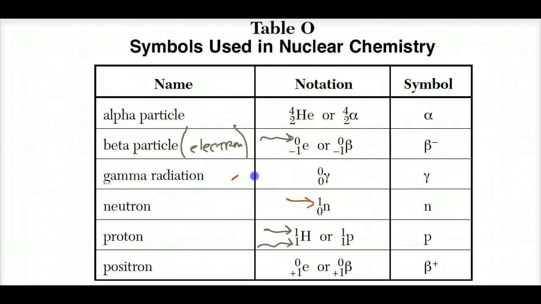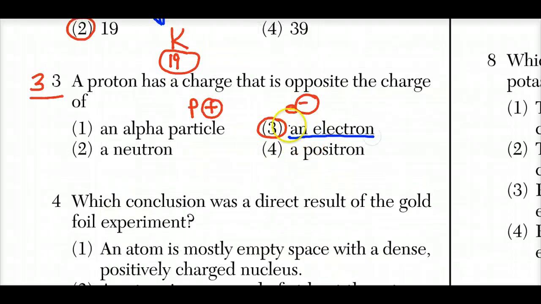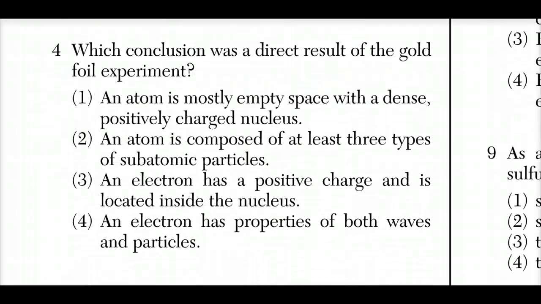But look carefully. It's got a charge of -1. A proton has a charge of +1. So they're equal but opposite. So an electron is opposite the charge of a proton. And of course, when you put these together, one of each, you get a neutral charge. That's why atoms have equal protons and electrons. Number 3 is 3.